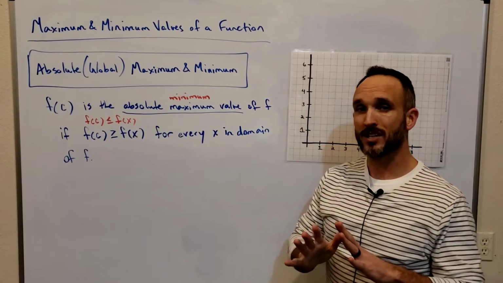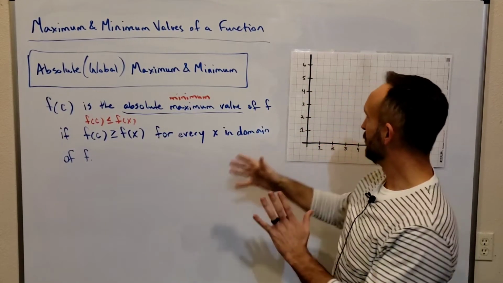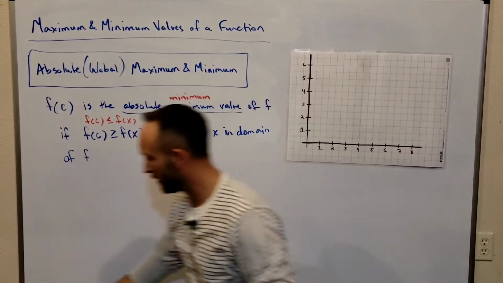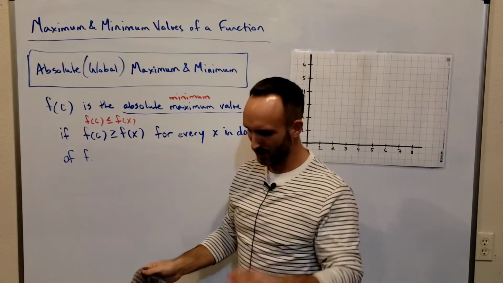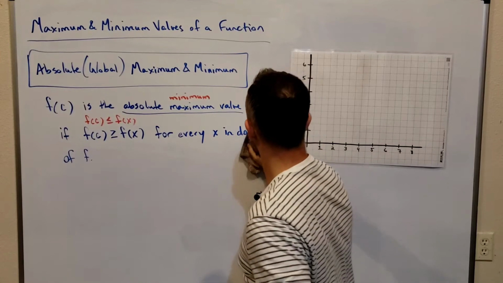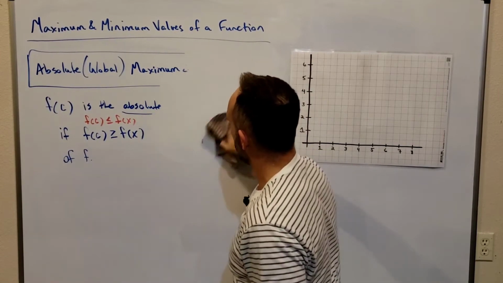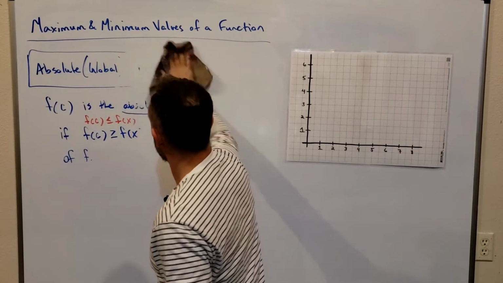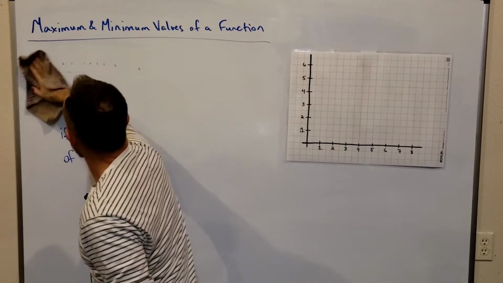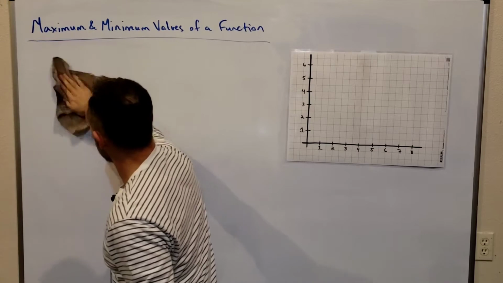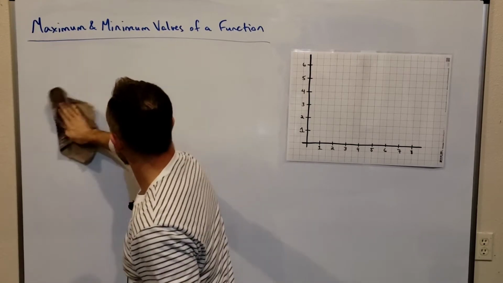Let's look at one more type of maximum and minimum, and then we'll come to our graph and illustrate some tricky little nuances about these definitions. The absolute case is pretty straightforward, but the next one can be a bit tricky, so we need to spend a little bit of time on this.